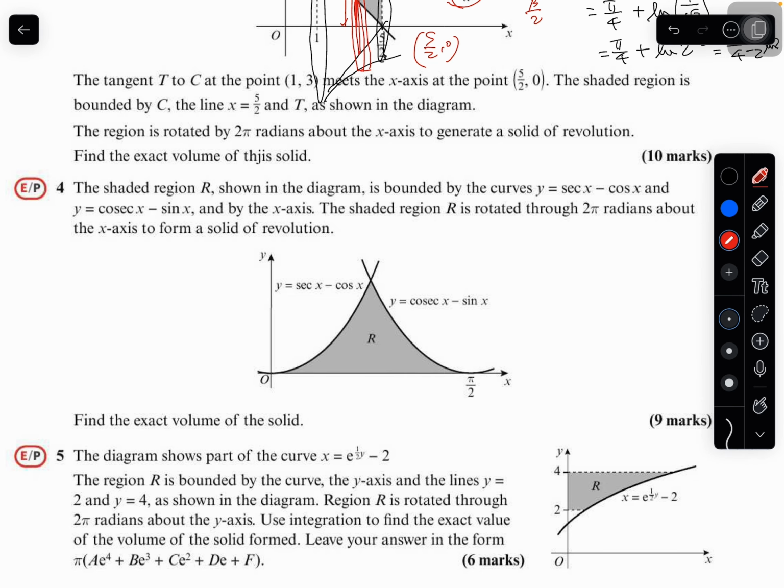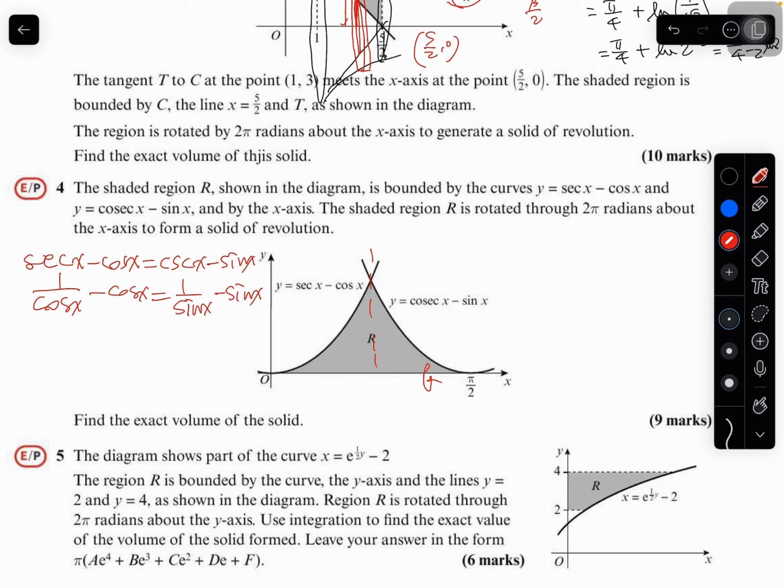So here, rotating around the x-axis. From here to here, sine and cosine are the same, so secant x minus cos x becomes cosecant x minus sine x. That is, 1 over cos x minus cos x equals 1 over sine x minus sine x.